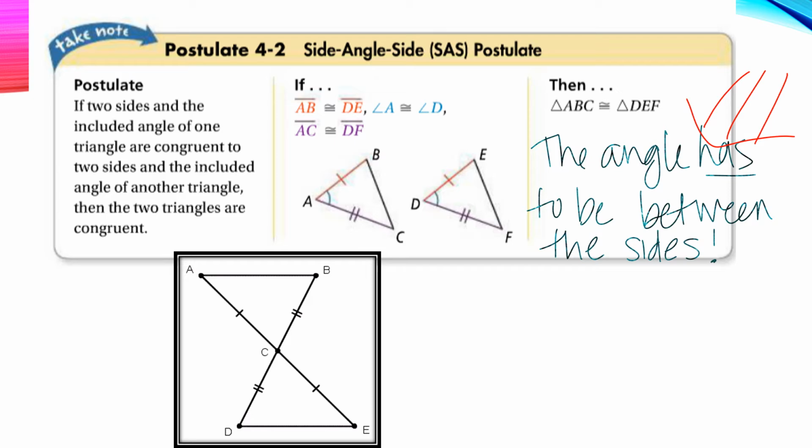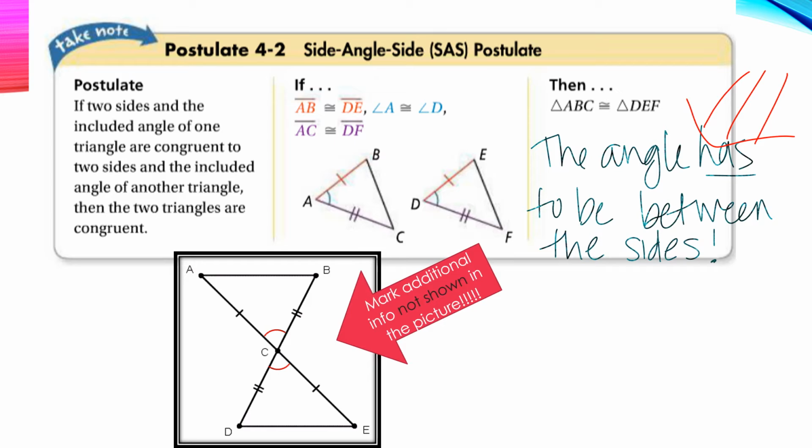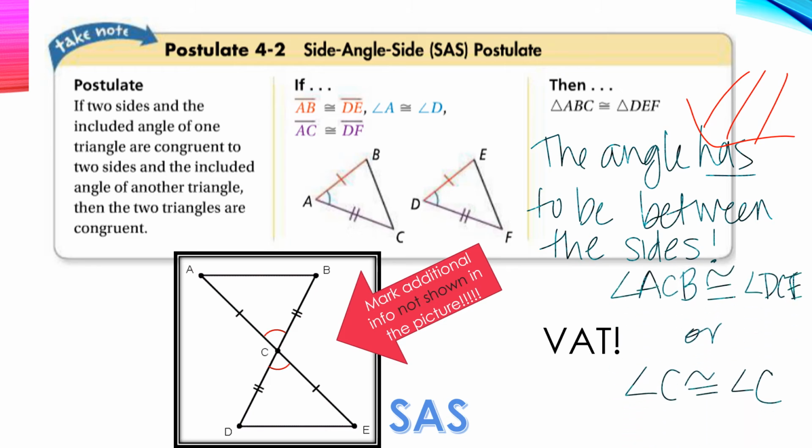Here is one example for you that's a little different. So you have 2 sides that are congruent, and there's something not marked in the picture, right? But we know that vertical angles are congruent. So we could say that ACB is congruent to DCE because of the vertical angle theorem. And that would give us side angle side.